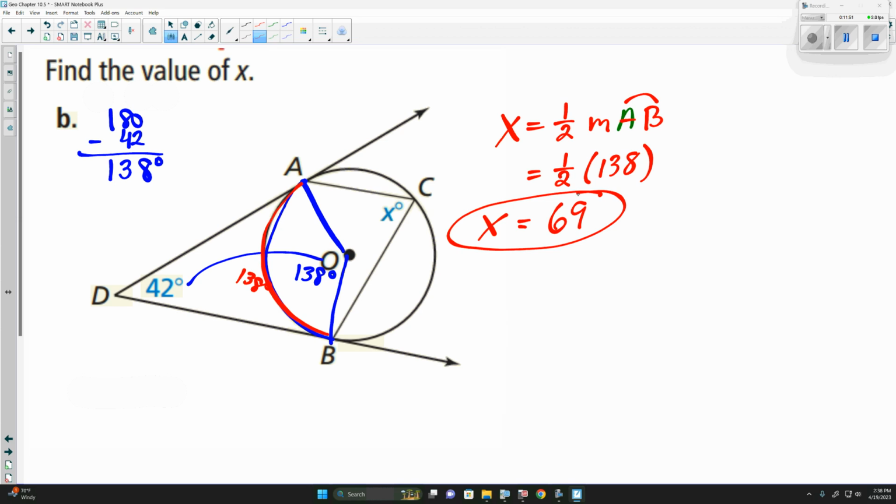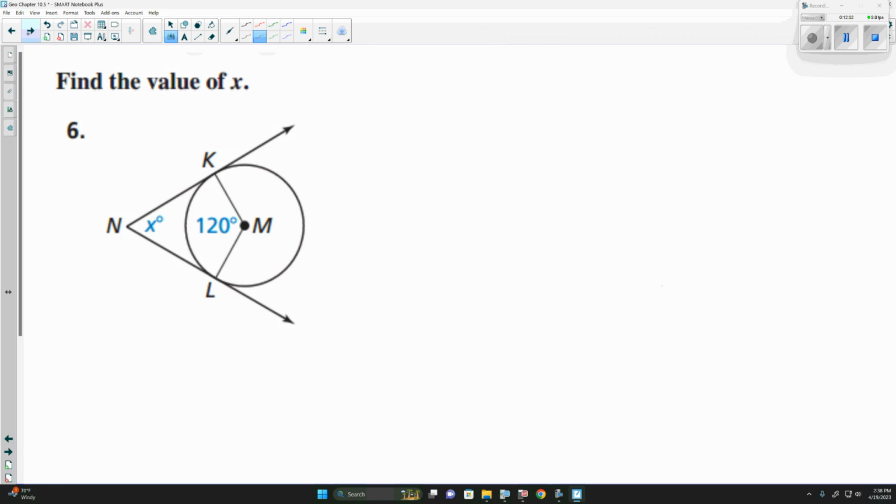Any questions on any of this here? Are you ready for the next one? Yes. Because here we would do, because we know x and 120 add together to be 180. Subtract 120 from 180 and get 60.